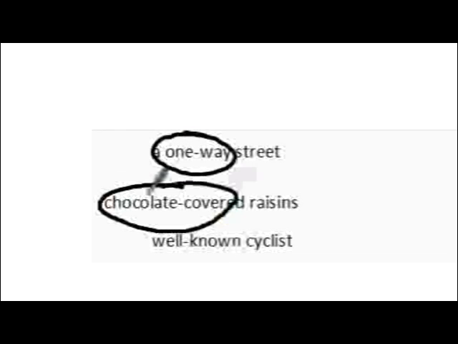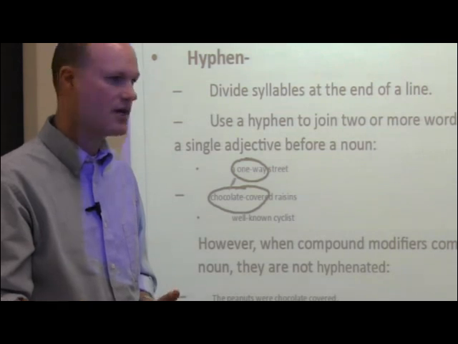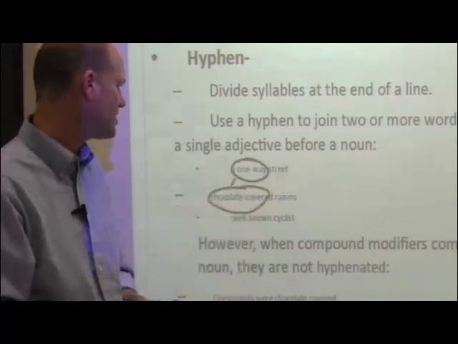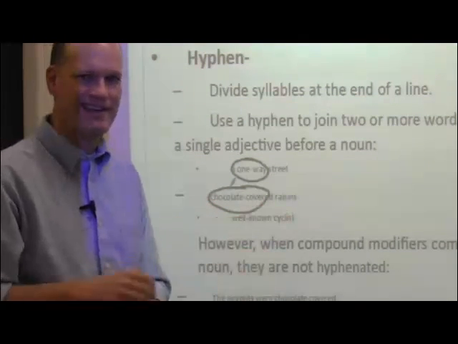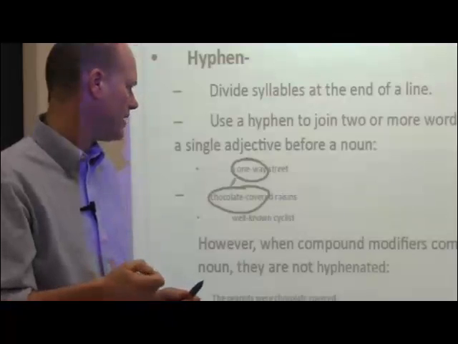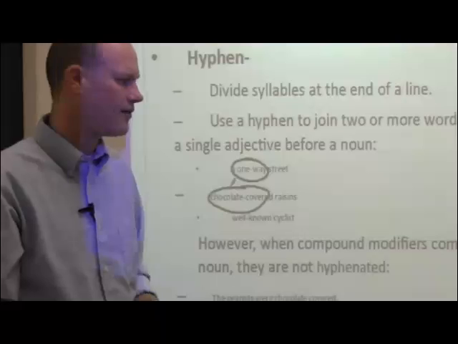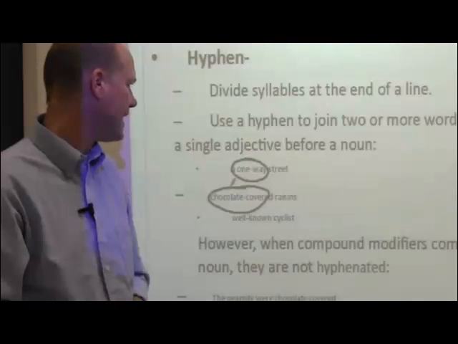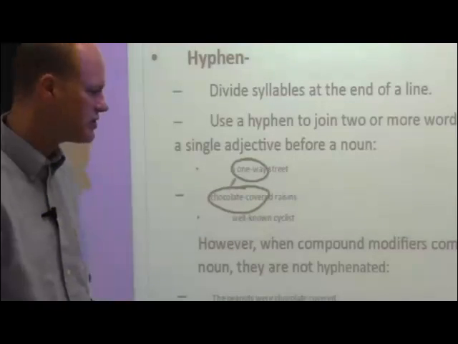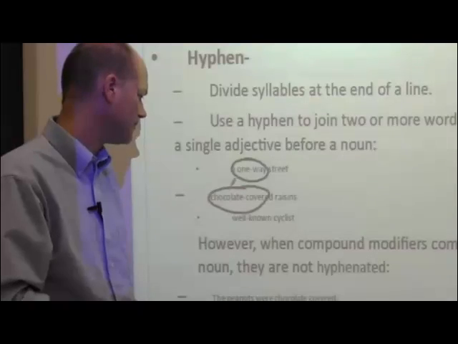Chocolate-covered raisins. Both of those are just used as one single adjective. What kind of raisins? The chocolate-covered ones. By themselves, it wouldn't make sense. Chocolate raisins, that changes the meaning completely. The raisins aren't made of chocolate, they're covered. If you say covered raisins, what kind of covering? So chocolate-covered go together as one adjective. So you'd use a hyphen in that situation.